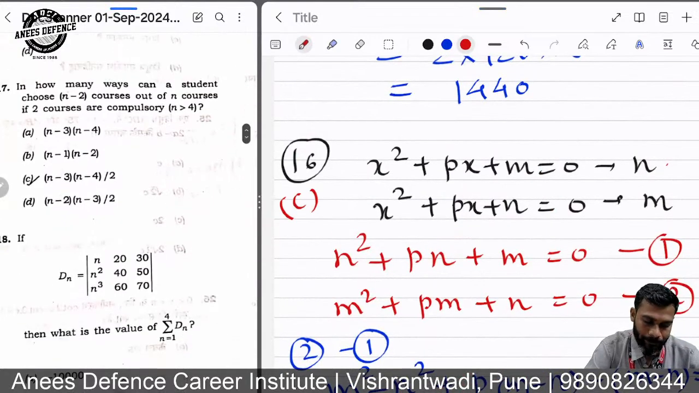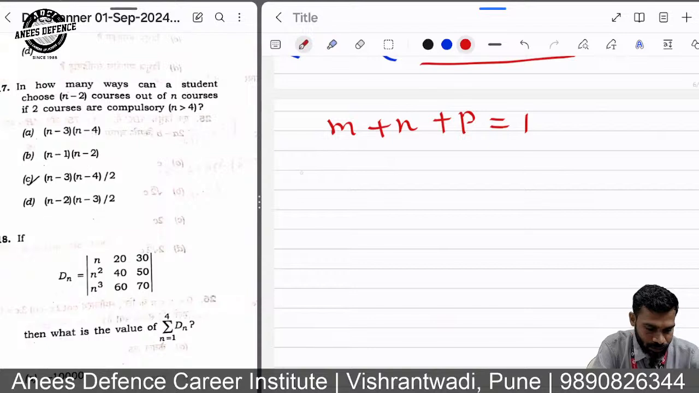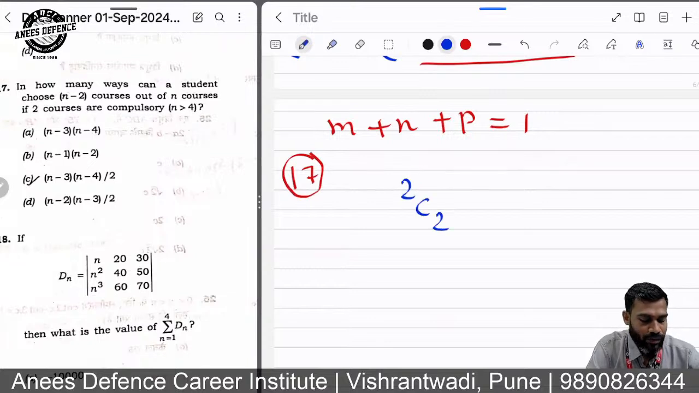Number 17. In how many ways can a student choose n minus 2 courses out of n courses if 2 courses are compulsory? N is greater than 4. So that is the question. Very easy. So see, 2 courses are compulsory. So I have to write 2C2 because we have to select both of them always.